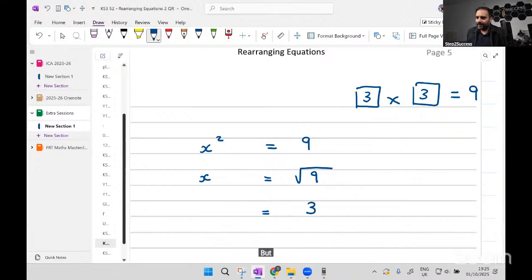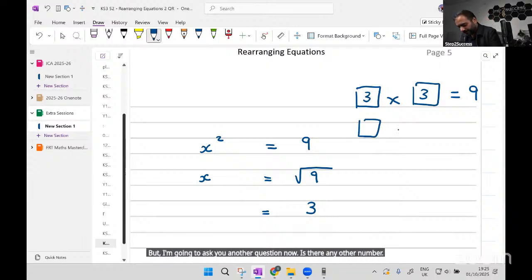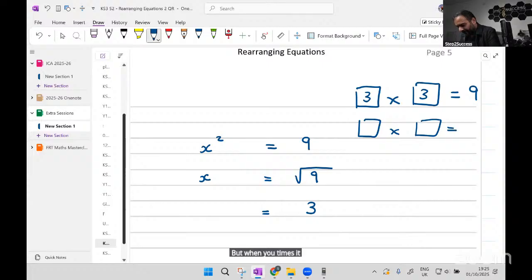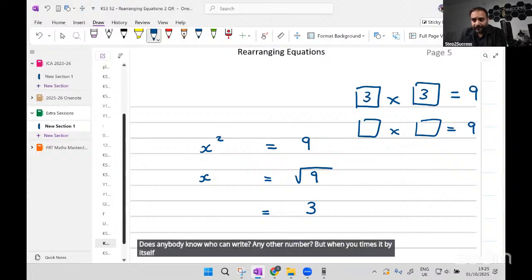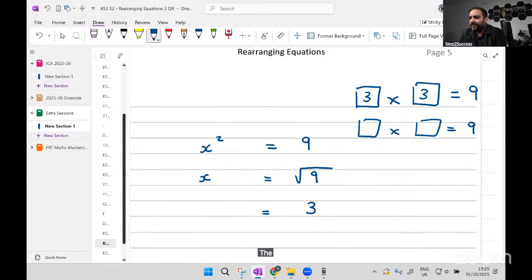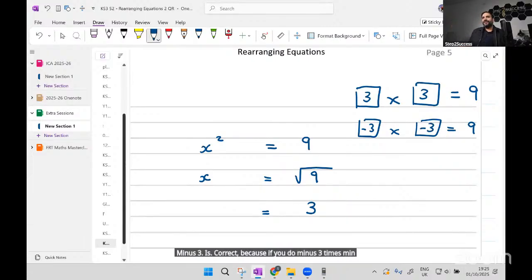But I'm going to ask you another question now. Is there any other number that when you times it by itself, the answer is 9? Does anybody know or can write any other number that when you times it by itself, the answer is 9? Not 3, I need a different number. -3 is correct, because if you do -3 times -3, the answer is still 9.